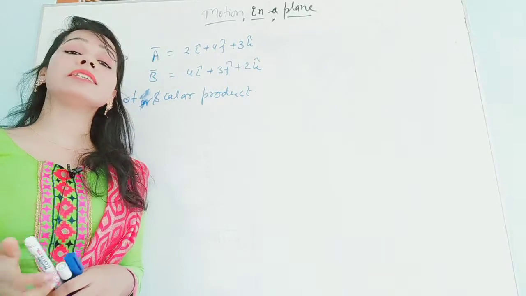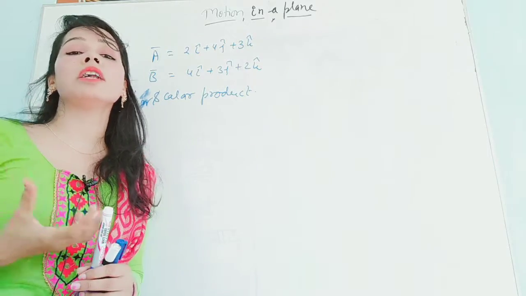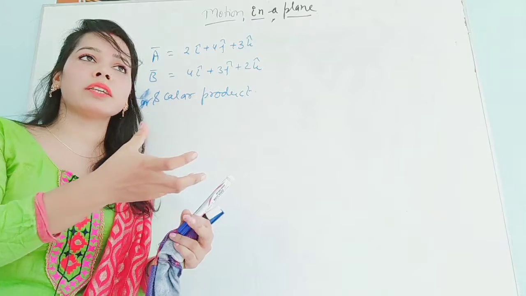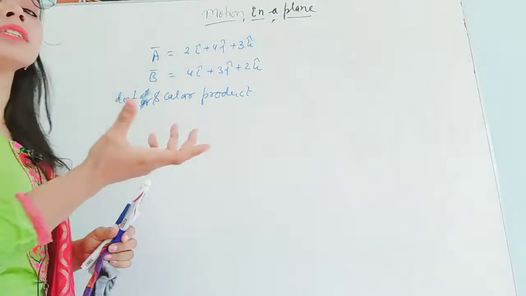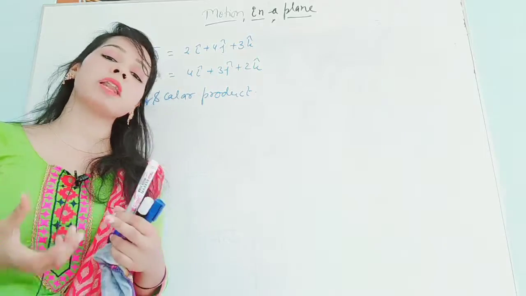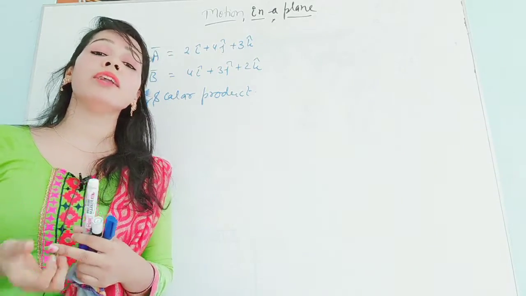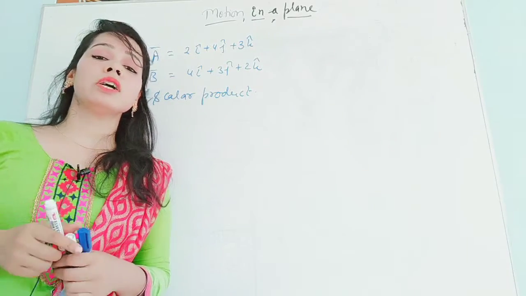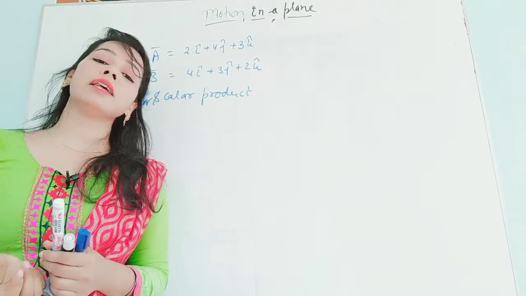And why do we call it a scalar product? Because the resultant, or the answer, of that dot product is a scalar quantity. Like when we find the dot product of displacement and force, what do we find? We find a scalar quantity. So that's why we call it scalar product.